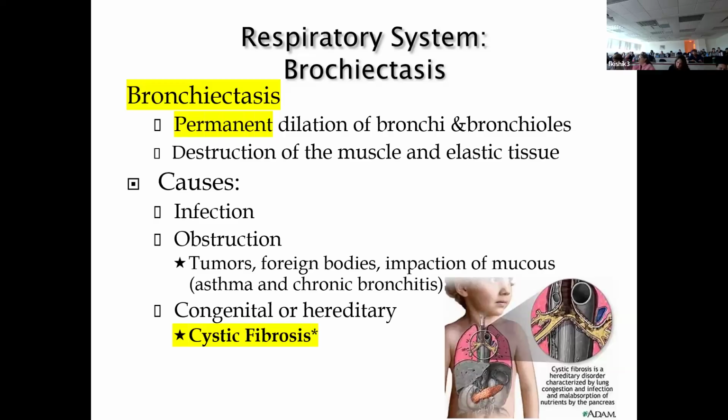Bronchiectasis. For blocking it off, how would that not cause necrosis, tissue dying? Because you're blocking off the airway, you're not blocking off the blood flow. There are still vessels there.